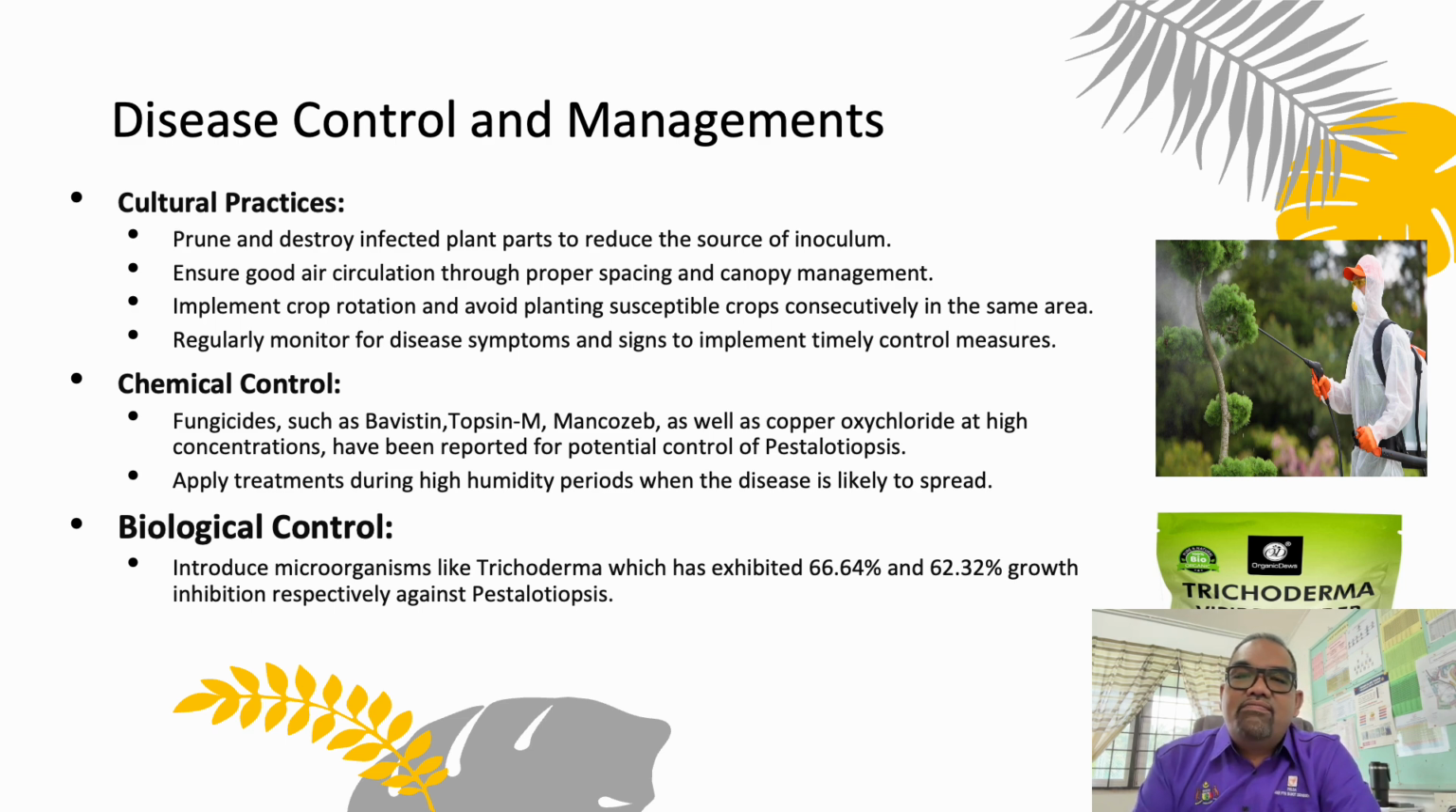Biological control involves introducing beneficial microorganisms like Trichoderma. This has been shown to inhibit the growth of Pestalotiopsis by 62 to 66%, providing a natural and sustainable way to control the disease. Integrating these approaches can help manage the disease more effectively and minimize its impact on rubber plantations.